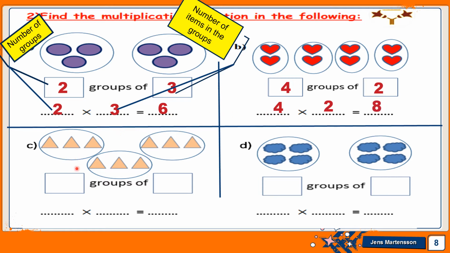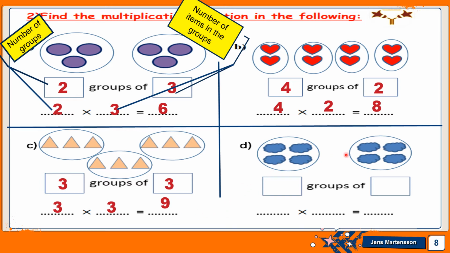The next one. Here we have how many groups? Yes, 1, 2, 3. So firstly you will write the number of groups. The number of groups here is 3. And the number of items in each group, 1, 2, 3. So we will write here 3. And we will write it as we said before, 3 times 3. The answer will be 9, yes.